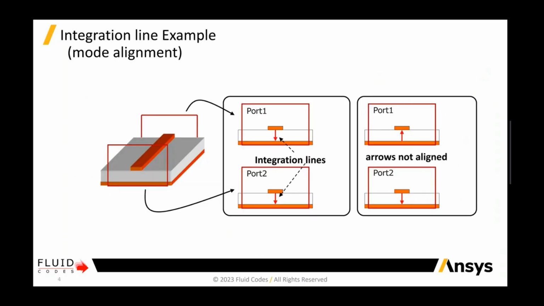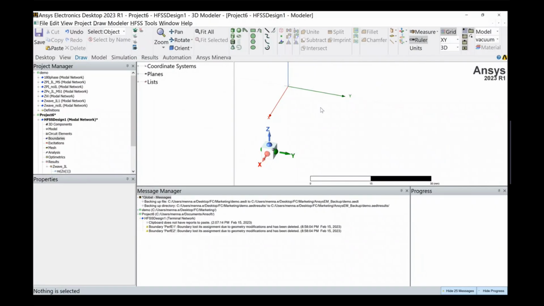As you can see in this example, on the very left one, the mode is aligned because we have the integration lines in the same direction. But in the right one, we have integration lines pointing in different directions, and this is why we have a phase shift. Let's make a small demo on the effect of having different characteristic impedance on the port.